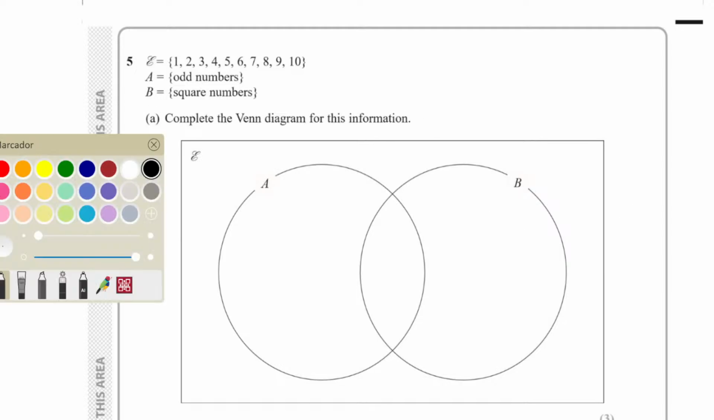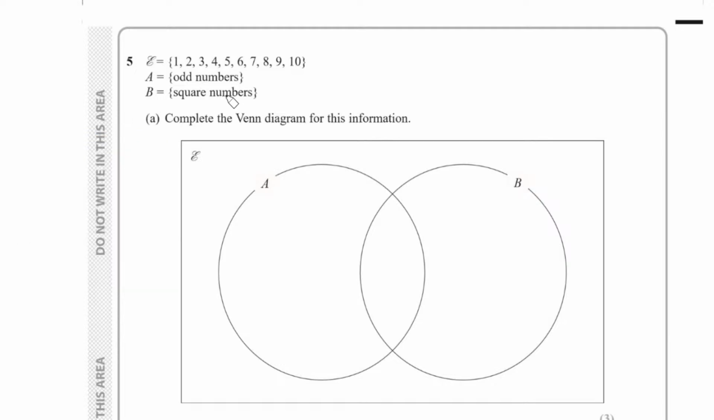Okay, so before I start, what I'm going to do is list down the A and the B set. So what I mean by that is odd numbers is obviously 1, 3, 5, 7, and 9 from the list above. And then the square numbers is 1, 4, and 9. So just list those so you can tick them off as you go. And then let's go through in order.